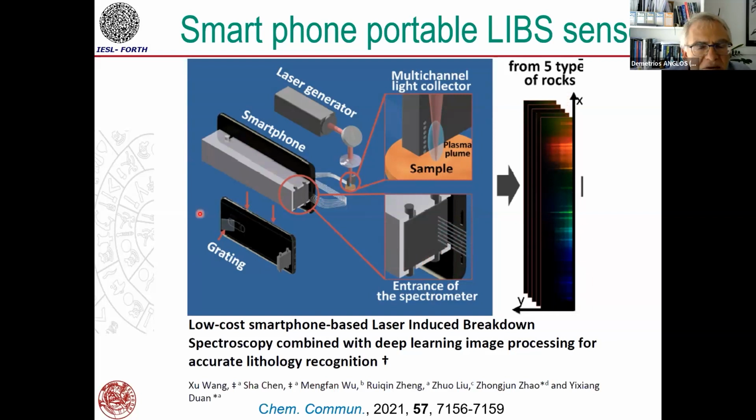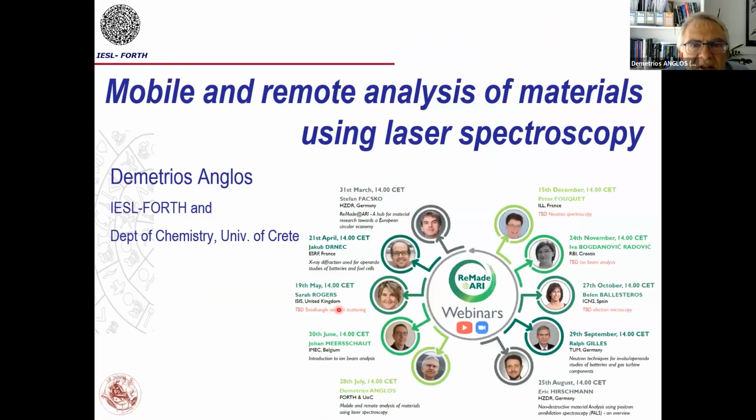They can get spectra of the plume emission, the plasma emission, and identify various minerals. These sort of applications cover various spectroscopies, and they can be used with absorbance or fluorescence or Raman spectroscopy coupled to smartphones. I think this is more or less it, and I would like to thank you very much for your attention, and I will be happy to answer questions if they exist.